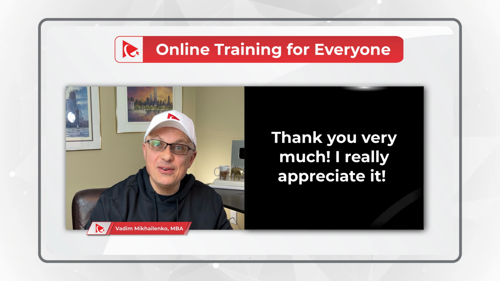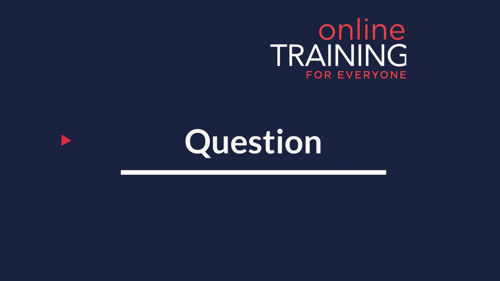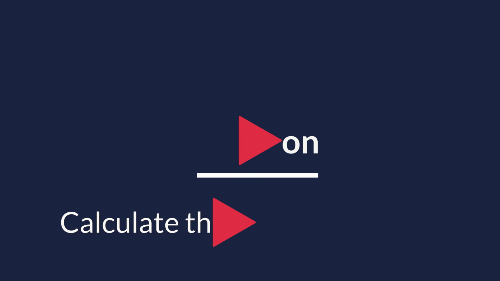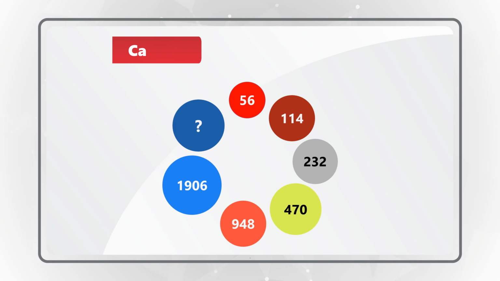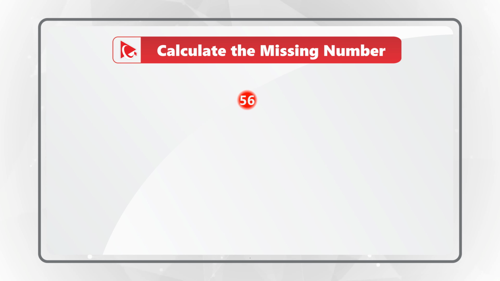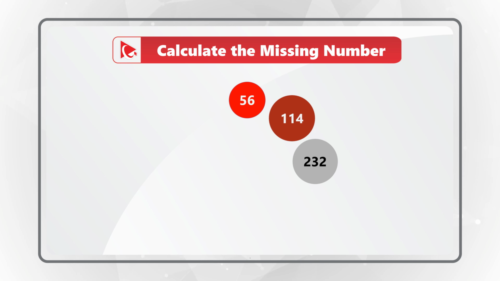And now let's continue and get you ready for the test. Here is an extremely tricky question, but I have full confidence that you'll be able to solve it. You are presented with the sequence of circles, which is also organized in a circle. Sequence starts with the red circle with the number 56 inside. Next circle has number 114. Following it, circle with the number 232. Then circle with the number 470. Then circle with the number 948.